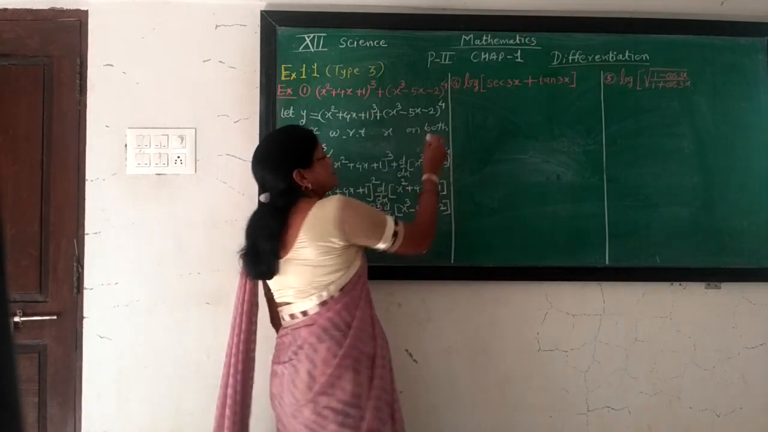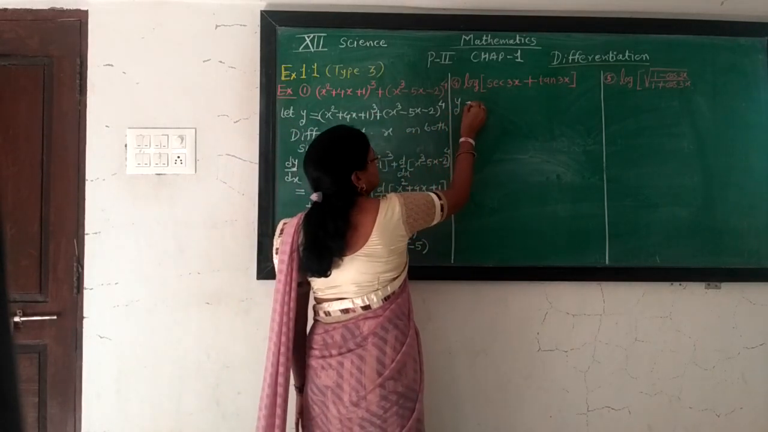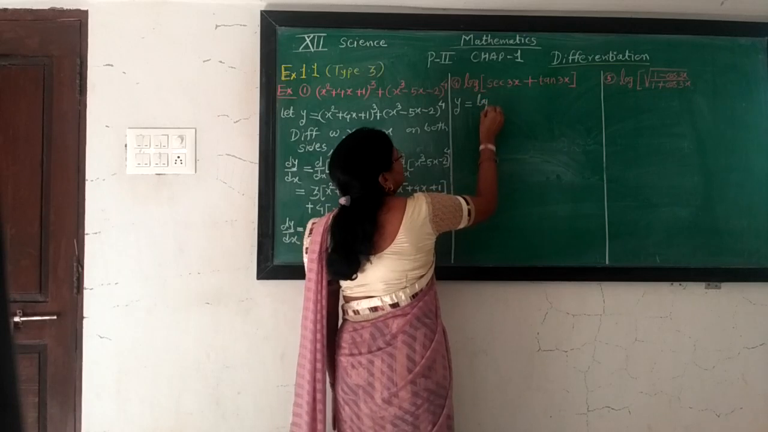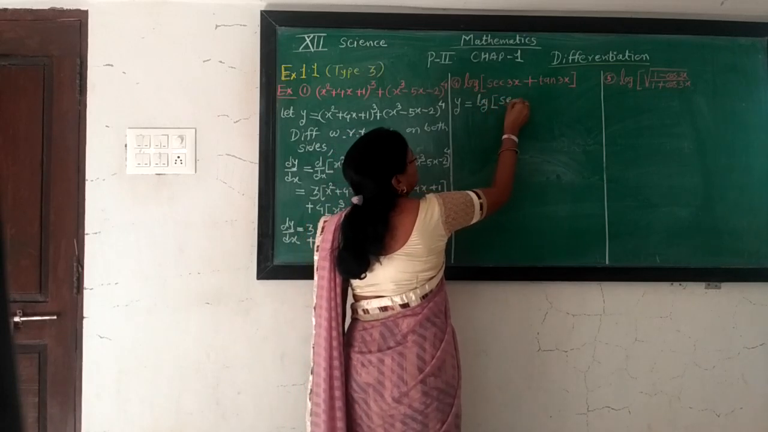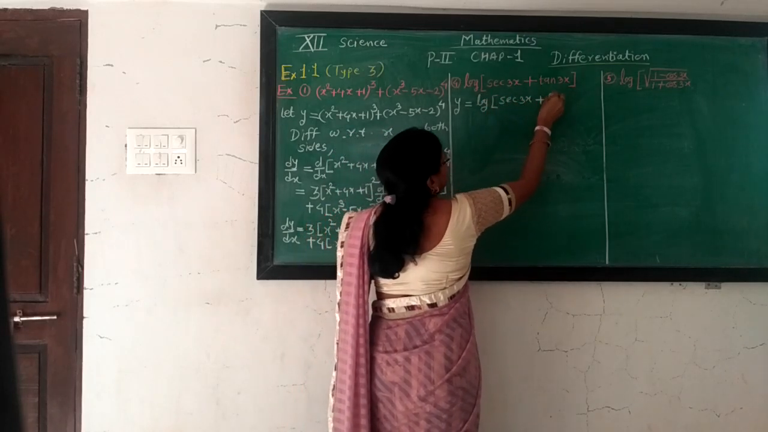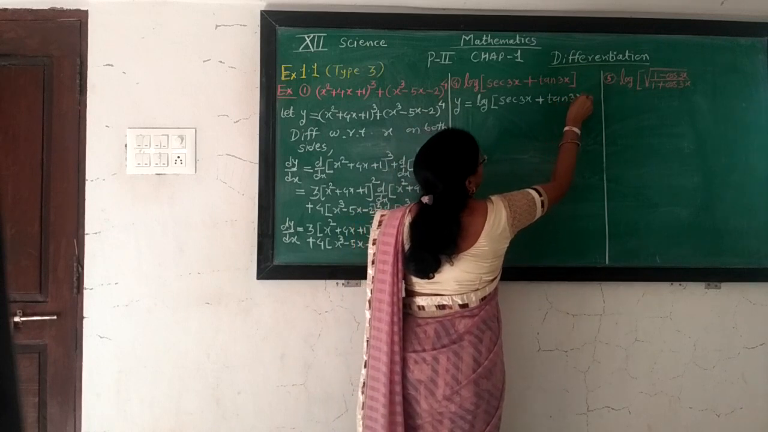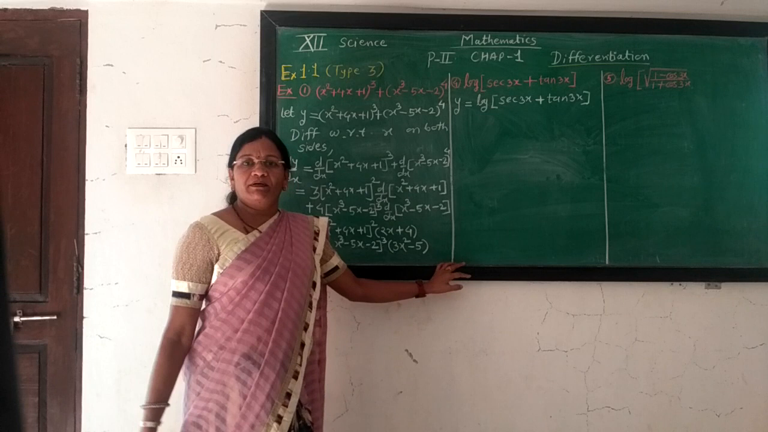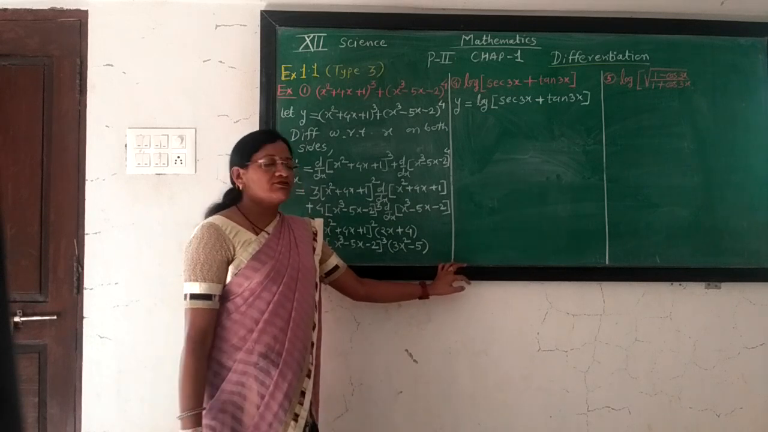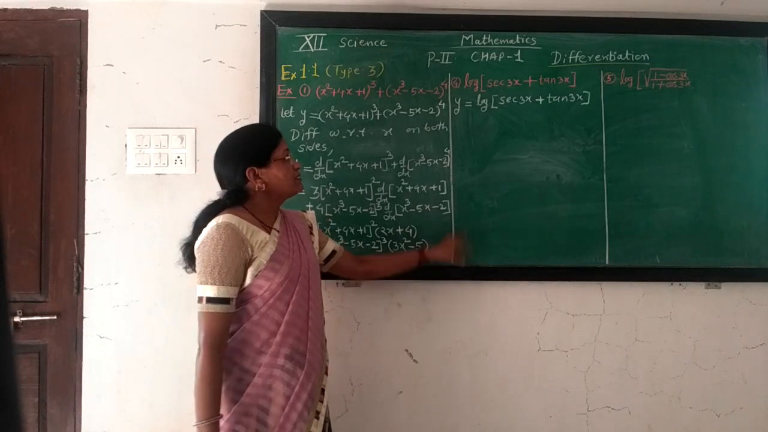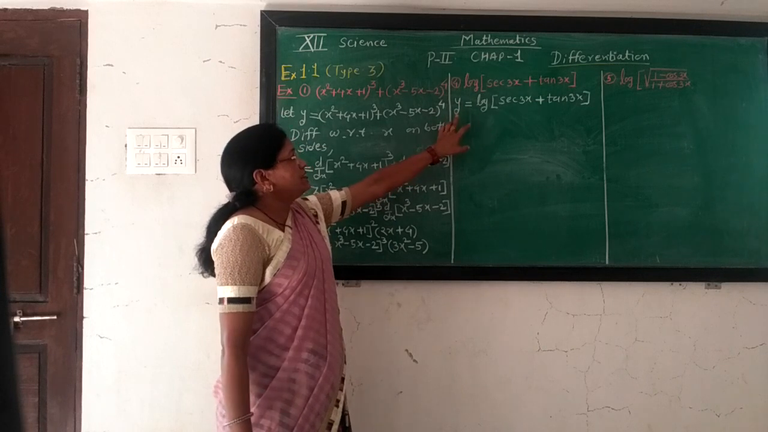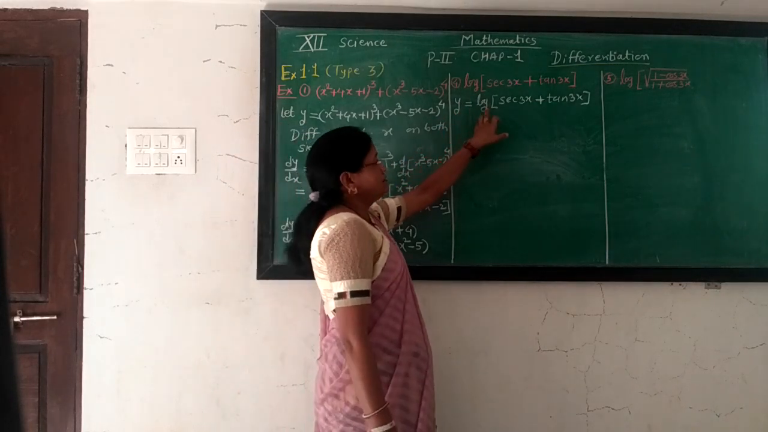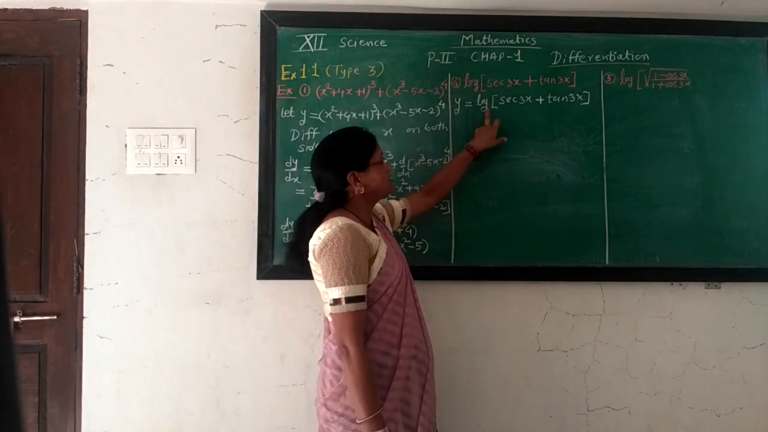Now for this again we take the function as y. Let y be equal to log of (sec 3x plus tan 3x). This type of question was asked in the March 2020 question paper for 2 marks. For this case, y is a special type of function, that is log.